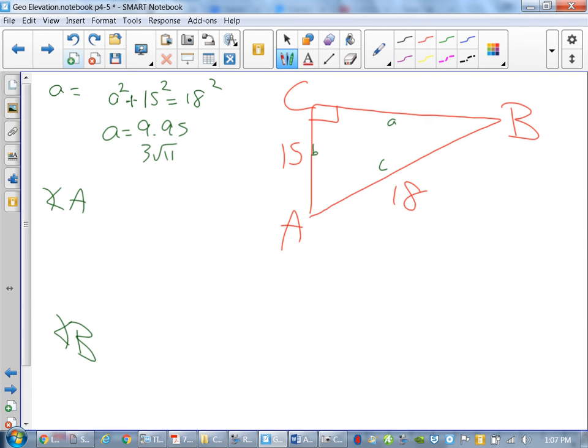Now, does it matter which angle I find first, A or B? No. Start at A. If I'm at A, 15 is a given side length. Is it an adjacent or an opposite? It's an adjacent. 18 has to be a hypotenuse. What trig function are you going to use? It's a hypotenuse, which is across from a 90. So I'm going to be using cosine.